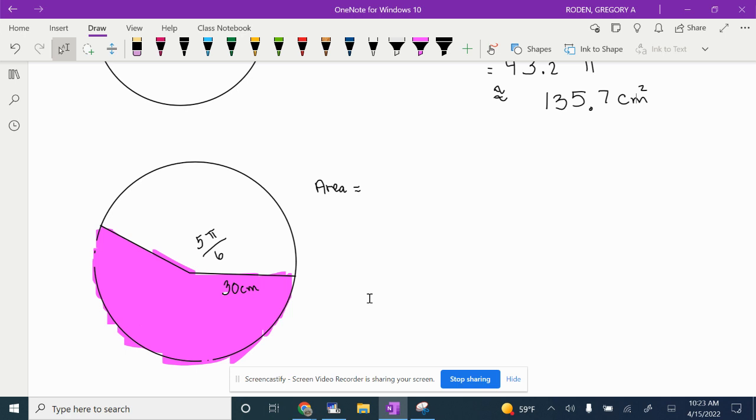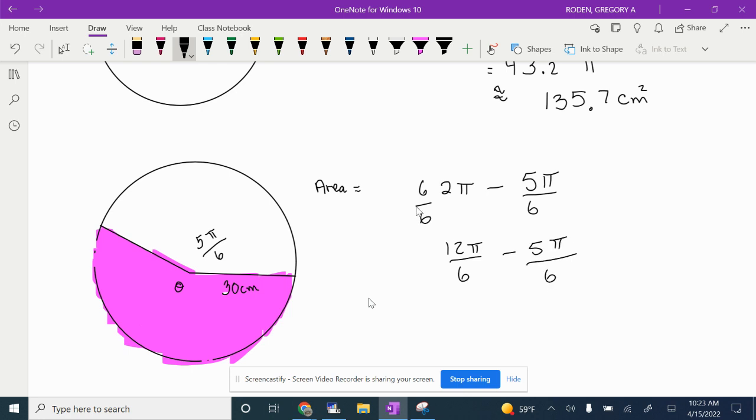Here's what I would do: I would try to figure out this central angle right here. Well, I know there's 2 pi radians for a full circle. So I'd take 2 pi and subtract off the 5 pi over 6. You're going to have to get a common denominator, that's no big deal. You just multiply top and bottom by 6. So this is 12 pi over 6 minus 5 pi over 6.